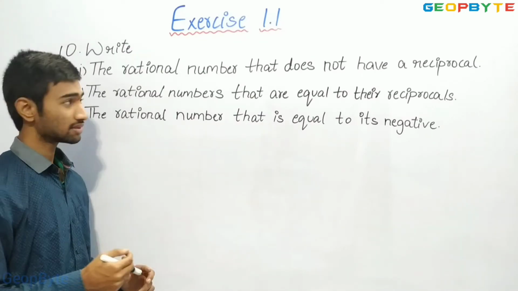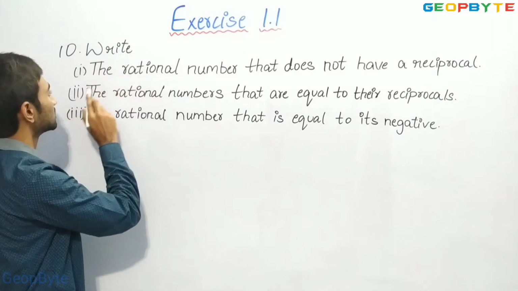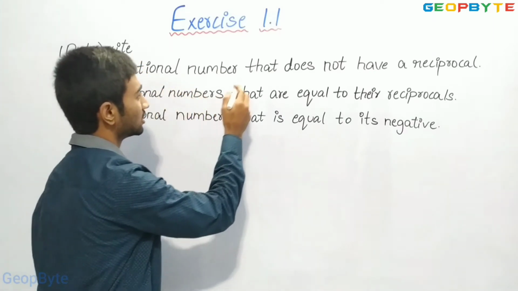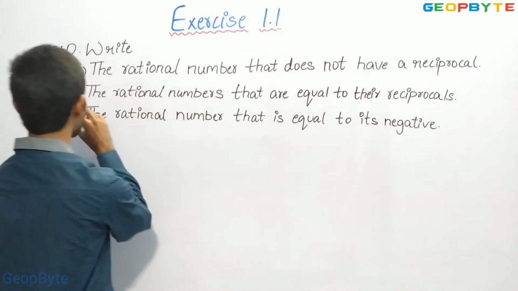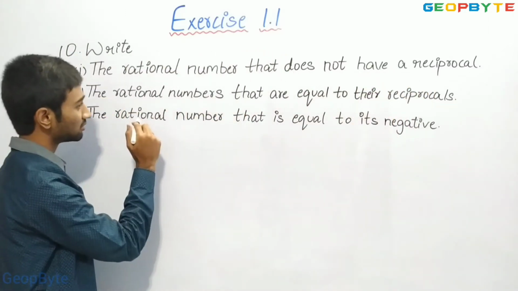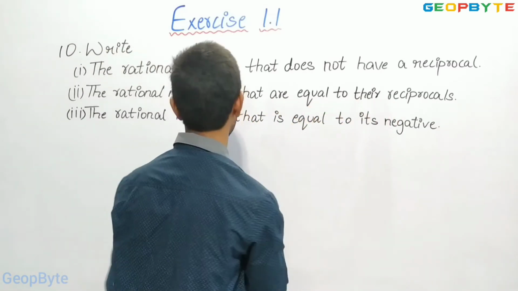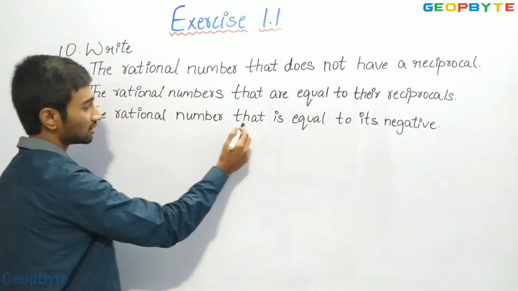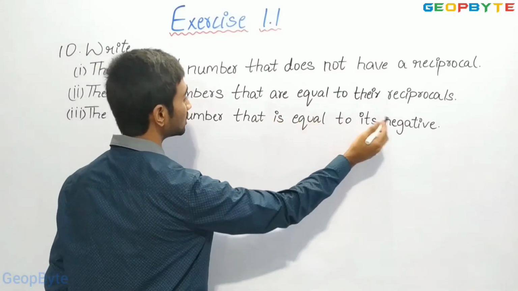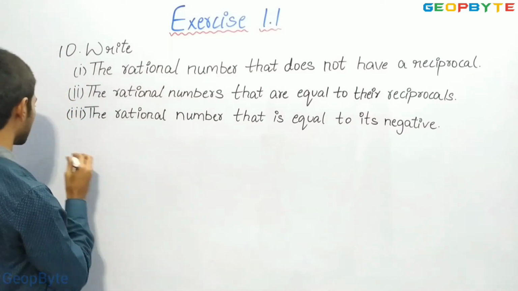Now let us see the 10th question. Write first bit. The rational number that does not have a reciprocal. Second bit. The rational numbers that are equal to their reciprocals. Third bit. The rational number that is equal to its negative. Let us find the answers.